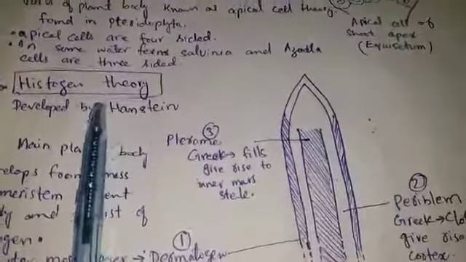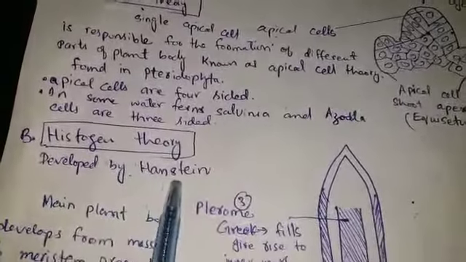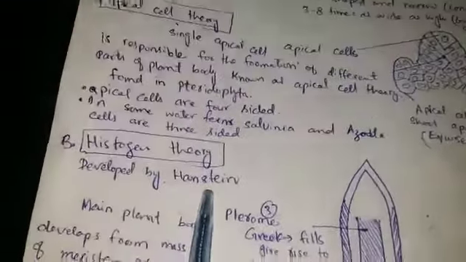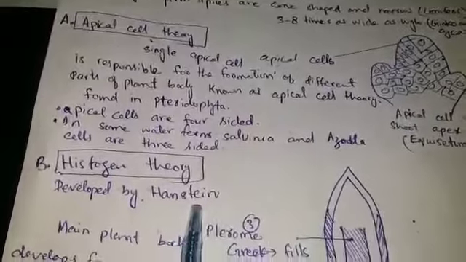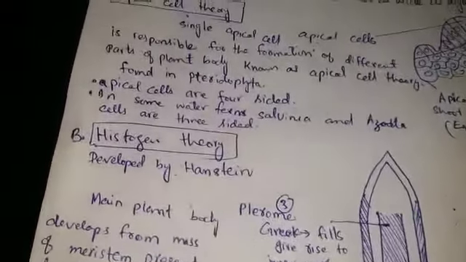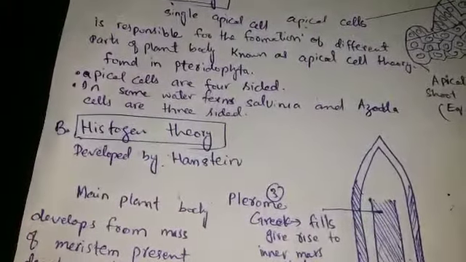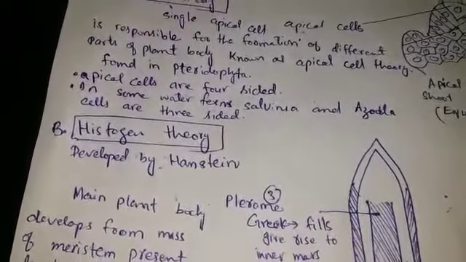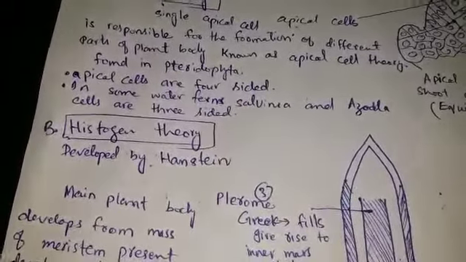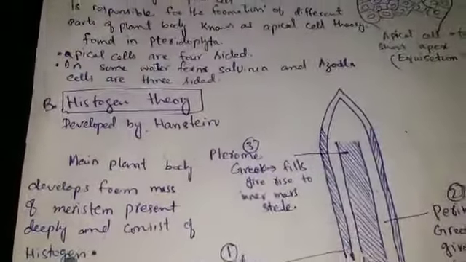Now comes the histogen theory. This second theory was developed by Hanstein. He also gave some important features about the structure of the apical meristem. According to him, the main plant body develops from the mass of meristem present at the tip, and it consists of histogen. This histogen actually has three parts.